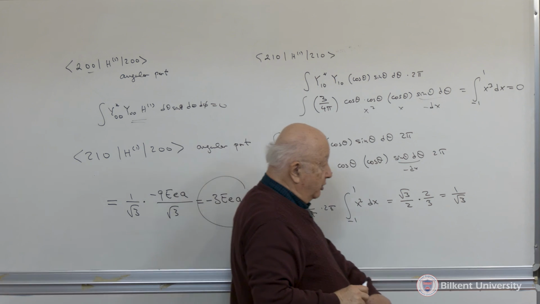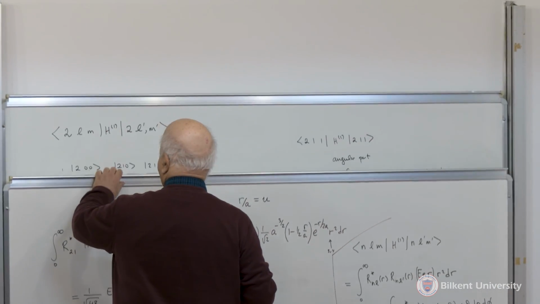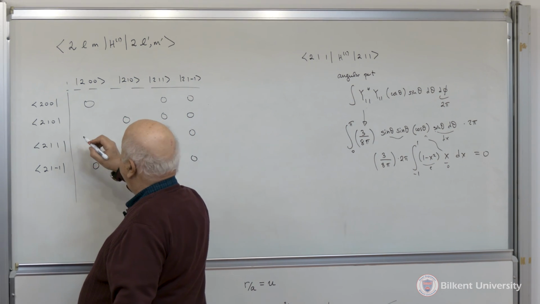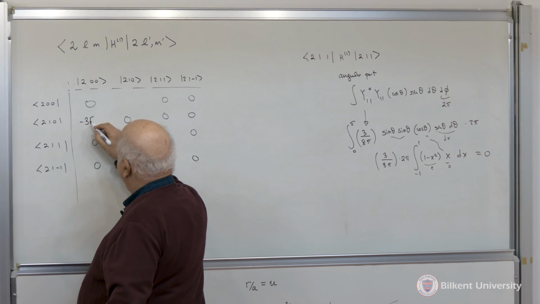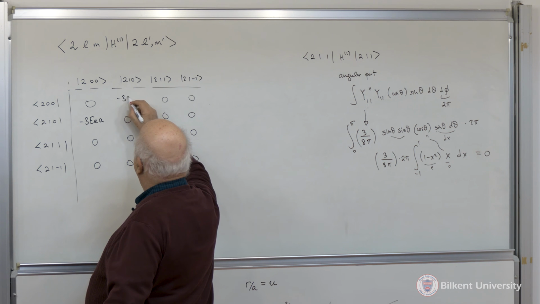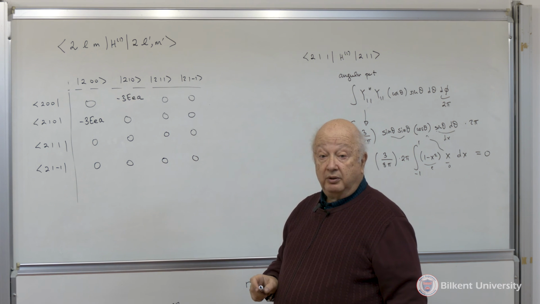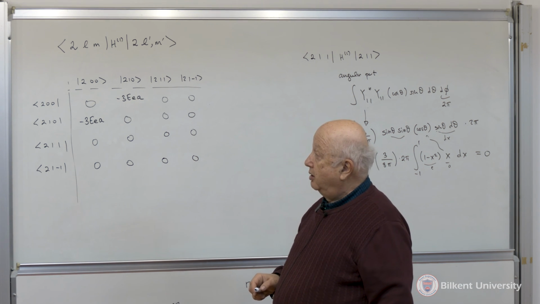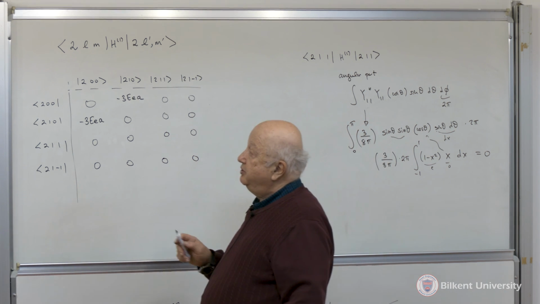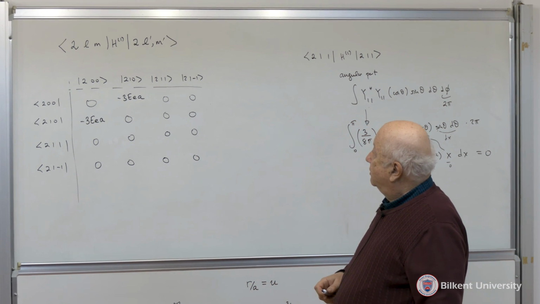Okay, so going back to our matrix, we have found this element, but since this object is Hermitian, we have also found this one, actually. So it's going to be minus 3 E A and minus 3 E A. Sir, how do you know it is Hermitian? Because it's a real measurement? Okay, H1 is Hermitian. So since H1 is Hermitian, we have this. All right.